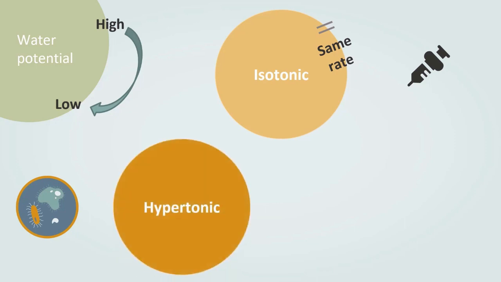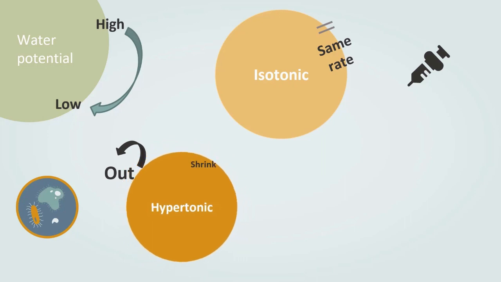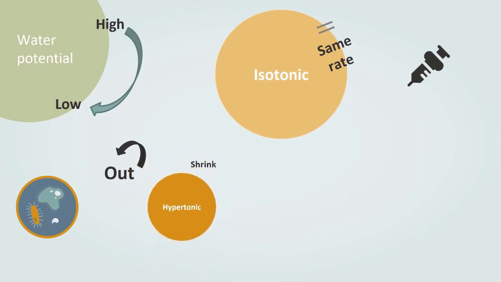The second type of solution is the hypertonic solution, in which water potential inside of the cell will be much higher compared to the outside. So water will move out of the cell, causing the cell to shrink. In a plant cell, our potato cell, the cell will undergo the process of plasmolysis.